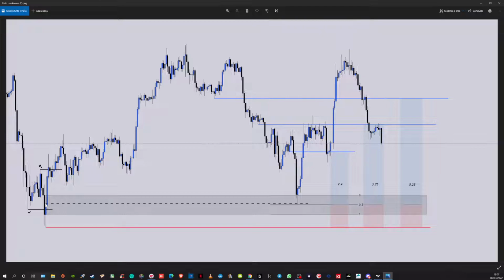Okay, so my idea was looking at it back now. Looking at it right now, I can say, yeah, that would be a setup that I consider valid. It is a valid setup, and it is something that I would like to trade.